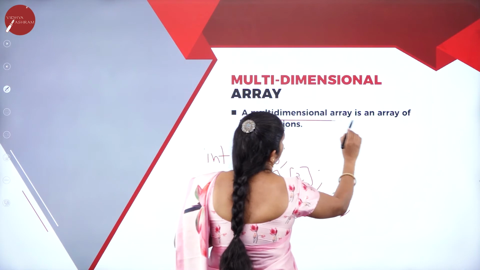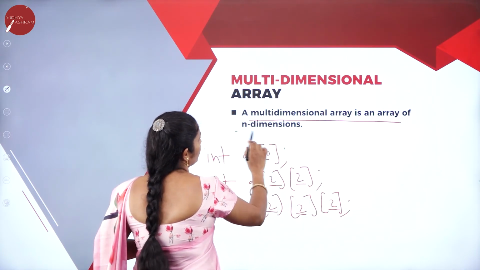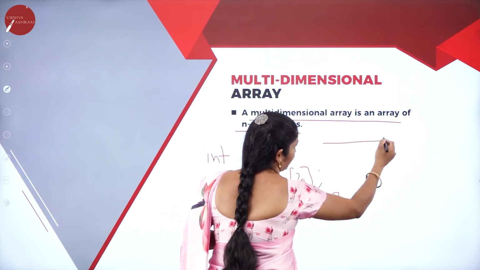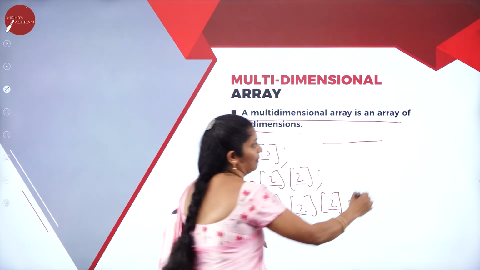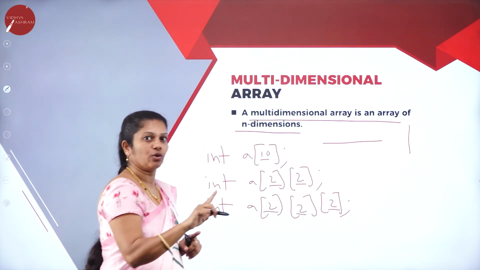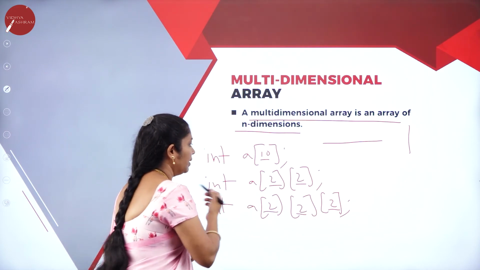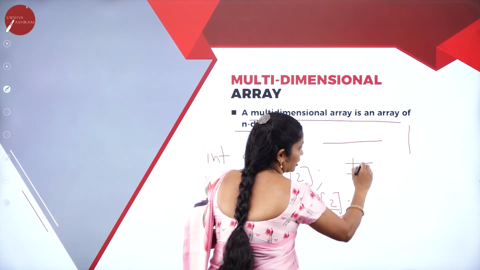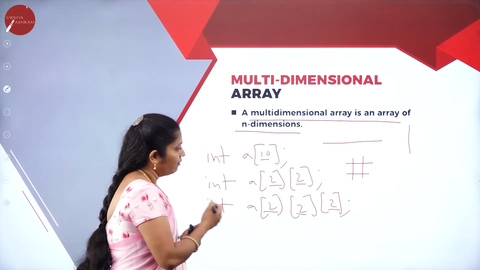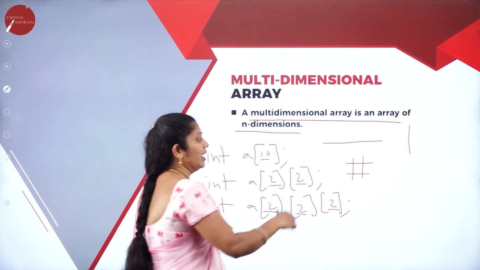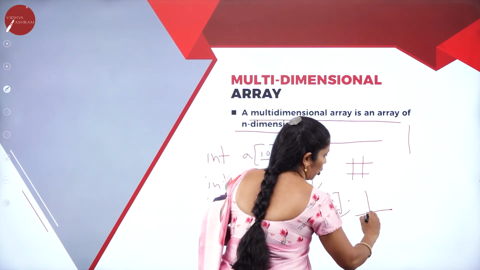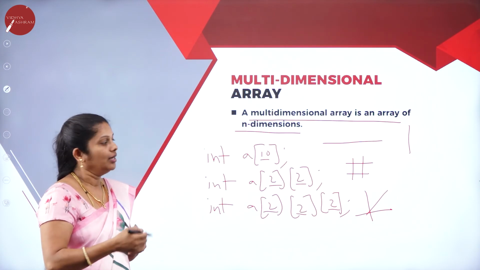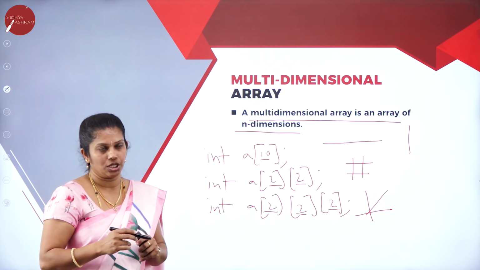A multi-dimensional array is an array of n dimensions. A 1-dimensional array may be only a row or only a column. But a 2-dimensional array is a combination of row as well as column. When we come to a multi-dimensional array, it is a combination of row, column as well as multiple dimensions. This is regarding the multi-dimensional array.